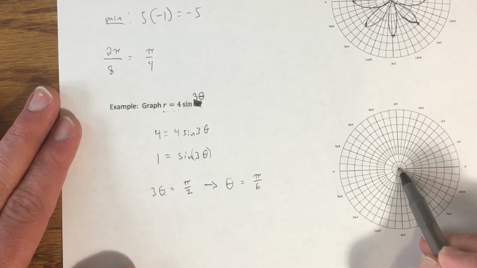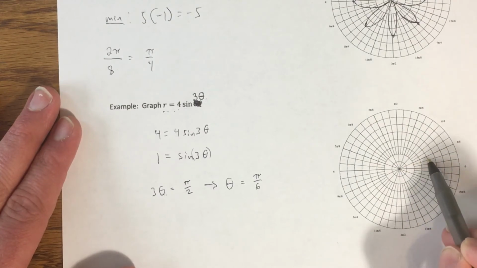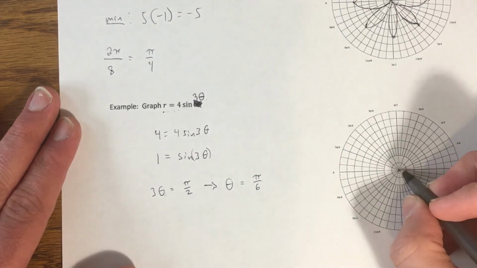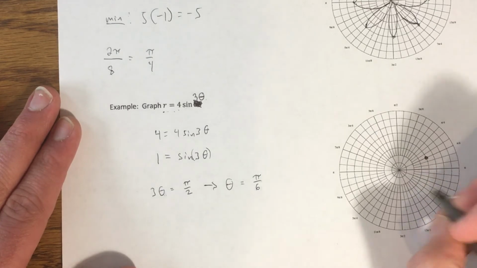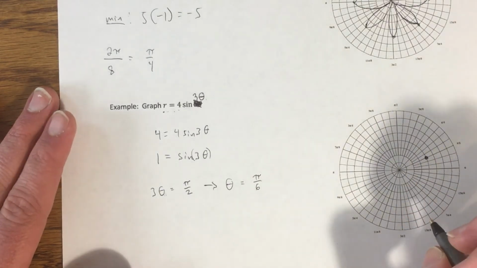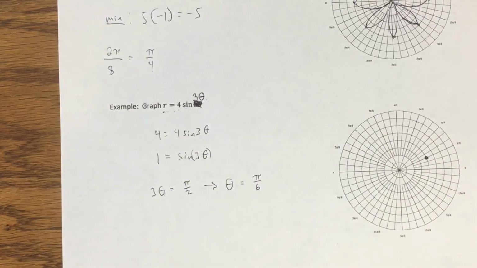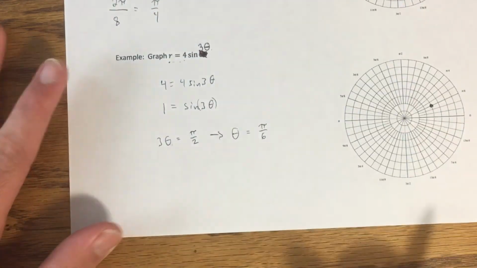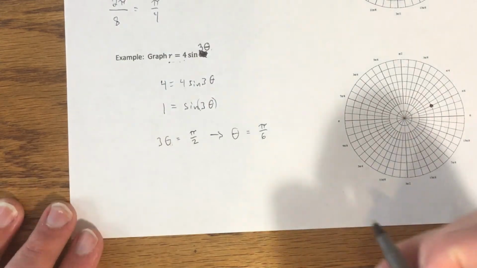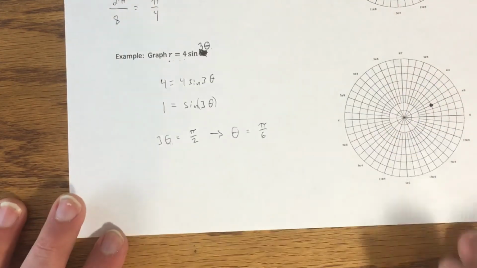Go to the fourth circle. 1, 2, 3. I lost it. 1, 2, 3, 4. Right there. And that's where the point for my first petal is going to be. Now I need to figure out how to evenly distribute all of my remaining petals. And there's only 2 more petals that I need to get. Well, a total of 3 petals.